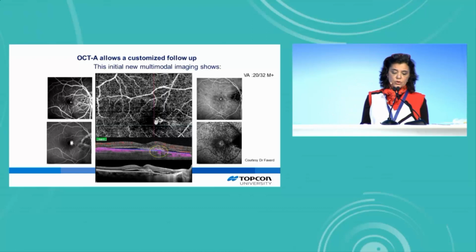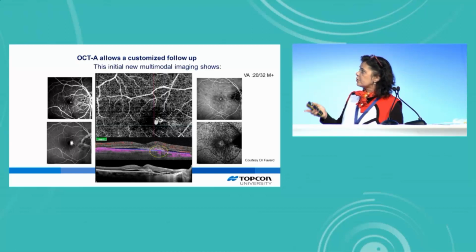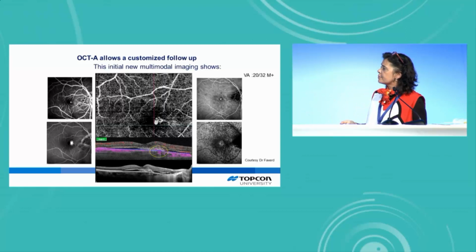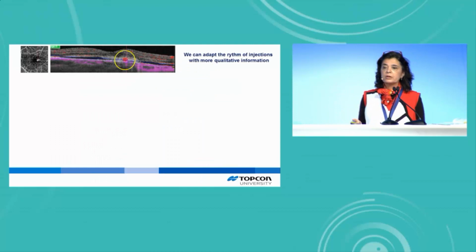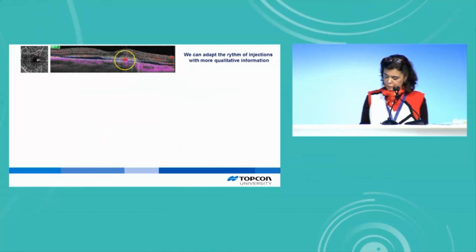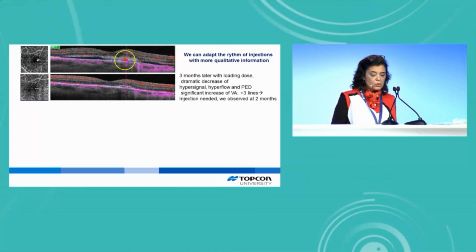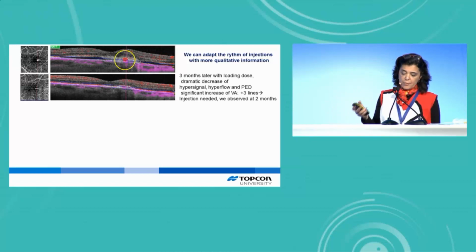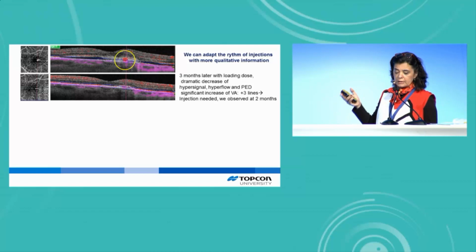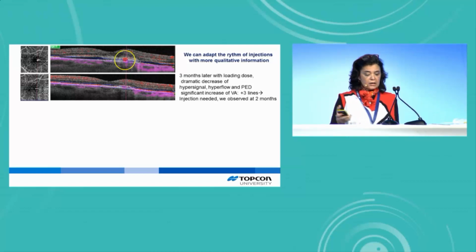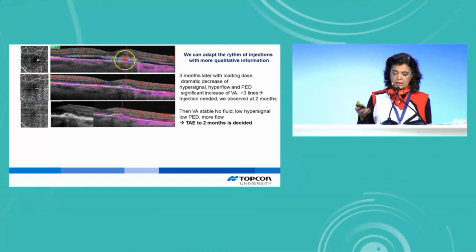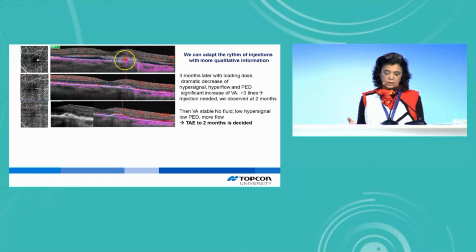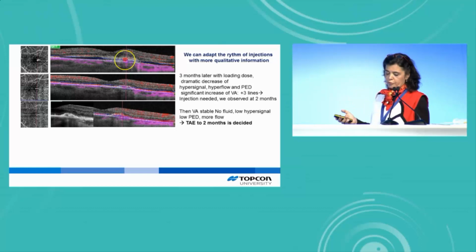This initial new multimodal imaging shows hypersignal on OCT-A and hyperflow on OCT-B scan. We can adapt the rhythm of injection with more qualitative information. After a loading dose, we observe dramatic decrease of hypersignal, of hyperflow, and of PED. An injection is needed, and we observe at 2 months. Then, visual acuity is stable. We observe low hypersignal, low PED, but more flow. Treat and extend 2 months is decided.